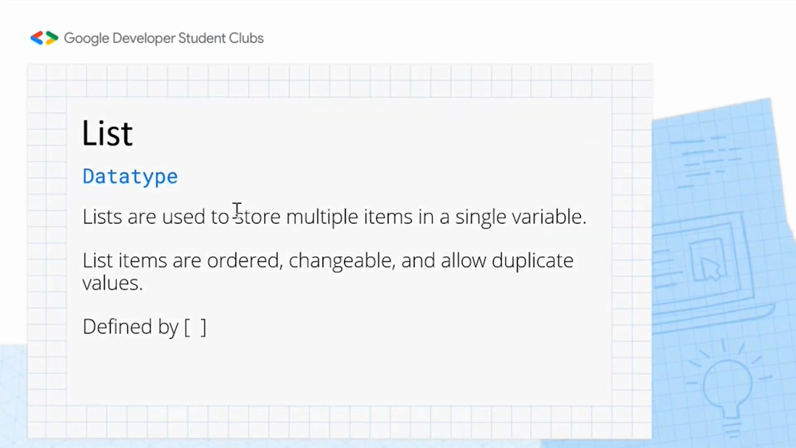Dictionaries are done. Now lists. So a list is your very normal array. It's a 1D array. There's nothing else to it. It can store multiple values. It can store duplicates. You can change the values. You can do anything. And they're defined by square brackets.